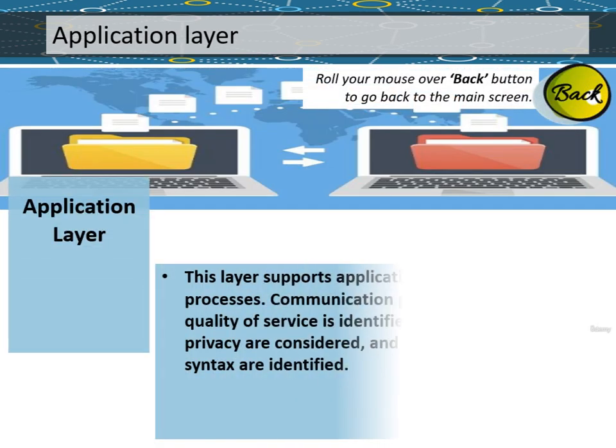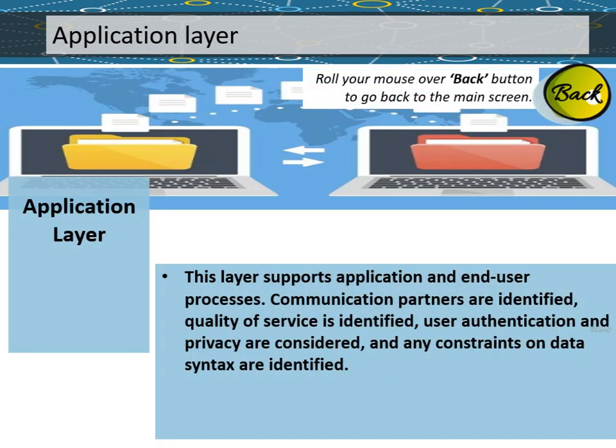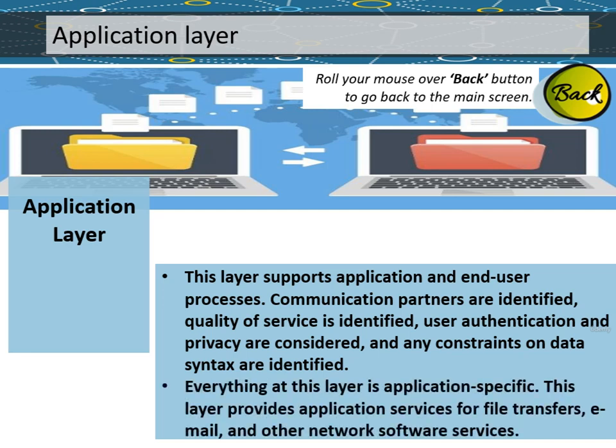Application layer. This layer supports application and end-user processes. Communication partners are identified, quality of service is identified, user authentication and privacy are considered, and any constraints on data syntax are identified. Everything at this layer is application specific. This layer provides application services for file transfers, email, and other network software services.